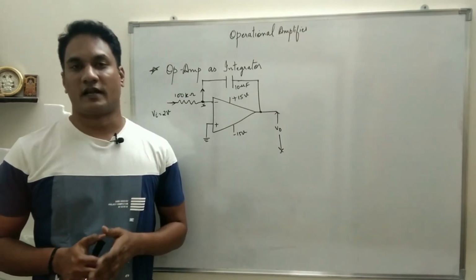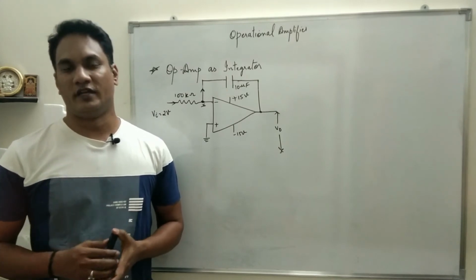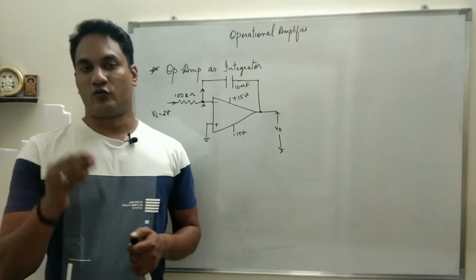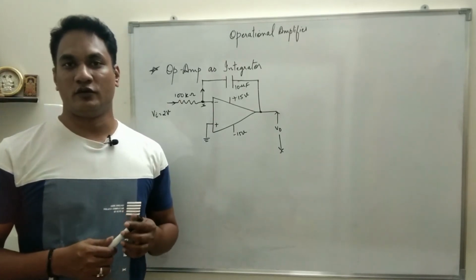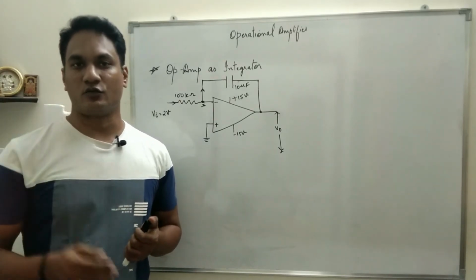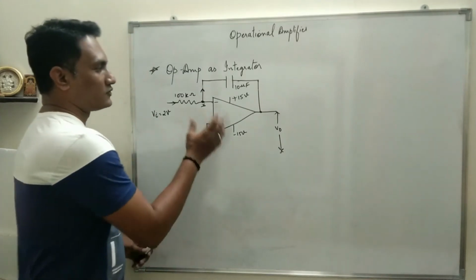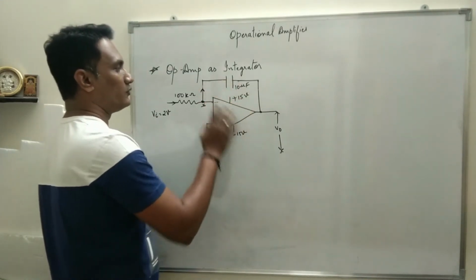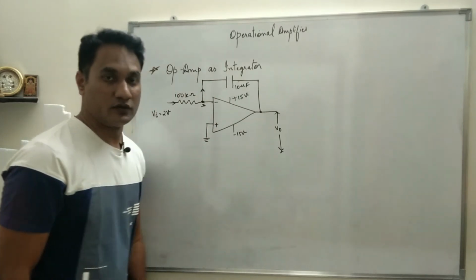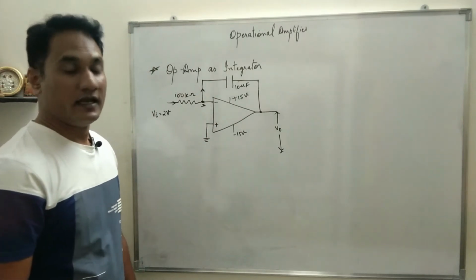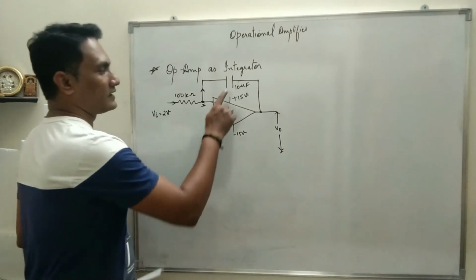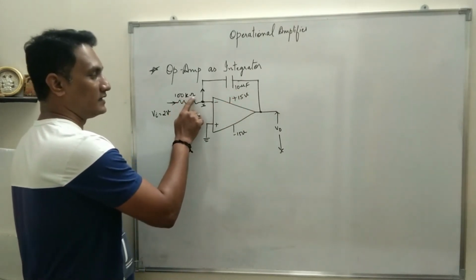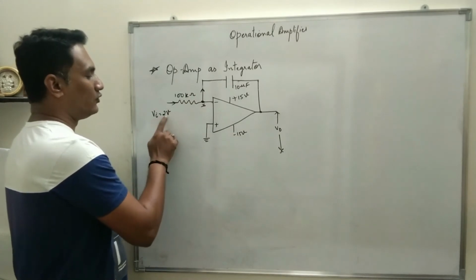Next we will try to understand a numerical based on op-amp as integrator. As I said, the output will not reach its final value immediately, it will reach it with respect to time. So of course, you can see the diagram. If there is a capacitor connected at the output stage, you can easily identify that the circuit is connected as an integrator. Here it has been mentioned that the capacitor value is 10 microfarad, input resistance is 100 kilo ohms, and input voltage is 2 volt.